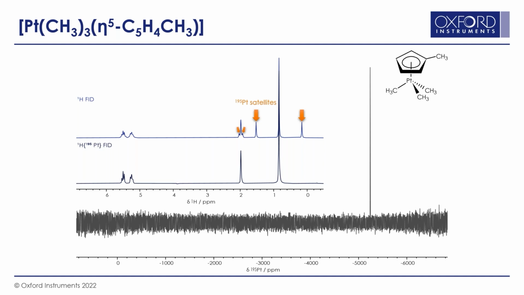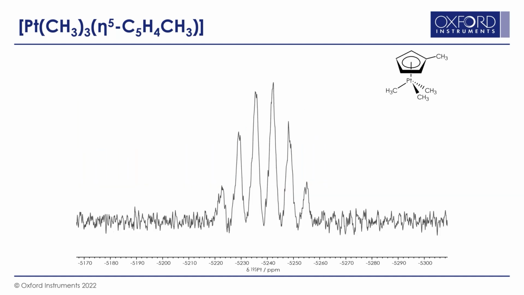Not only can both proton-coupled and decoupled NMR spectra be obtained, the converse is also true, where we can obtain proton decoupled and proton coupled platinum-195 spectra. While the proton decoupled spectrum gave a single sharp peak, in the proton coupled spectrum we can see the signal appears to split into 6 peaks.